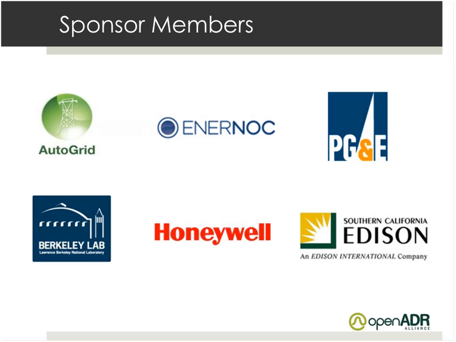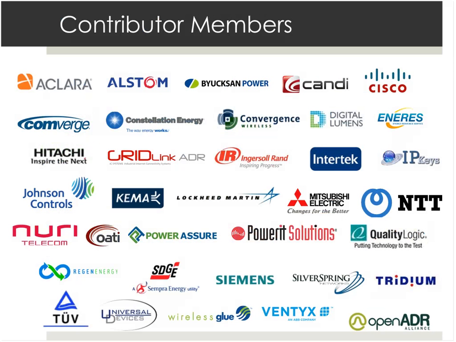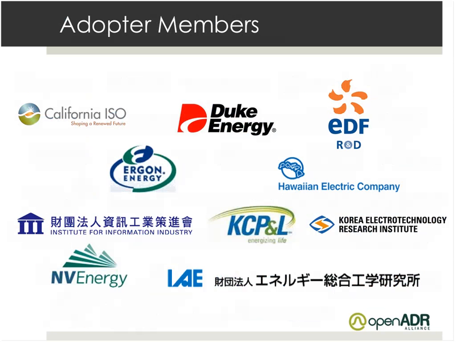We have a typical alliance model. In our case, we have sponsor members. These are companies and entities that want to play a strategic role in steering the organization and the standard. We have what are called contributors, which are the vendor class of companies that provide hardware, software products, and services into the marketplace. And we've got adopter members, which are typically utilities, system operators, labs, and universities that have an interest in either using or applying this standard. We're pushing about 100 members worldwide.